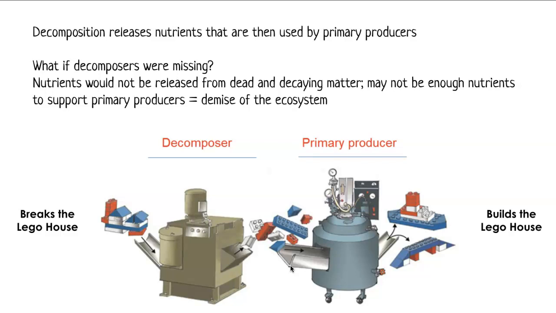I really like this image. I got it from your textbook. It shows the decomposer and the primary producer, how they work together. So they use Lego bricks as an example. So if we have a Lego house that you see in the picture, if the decomposer breaks down the Lego house, it breaks it down into individual Lego pieces. And then the primary producer would take those individual pieces and turn that into something new.